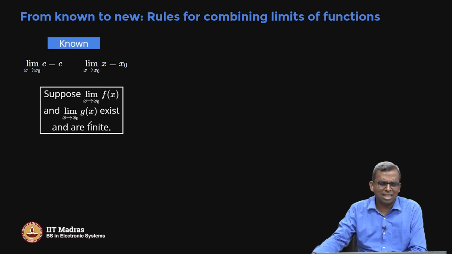Both of them exist. Let's say both are finite. When it goes to infinity, we usually have that confusion, so let's drop that. We'll only look at the finite case. For both f(x) and g(x), the limit exists at x naught. Let's say we have that.